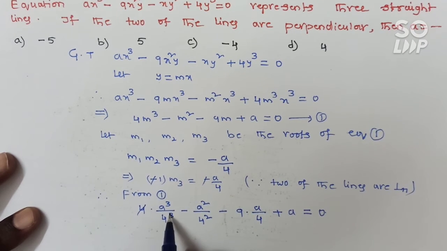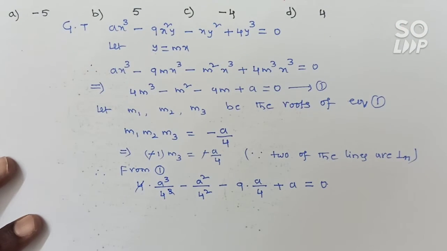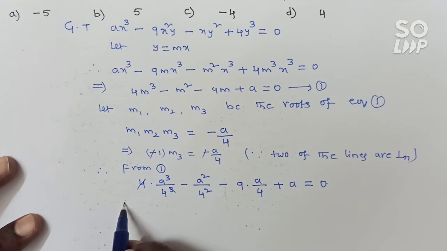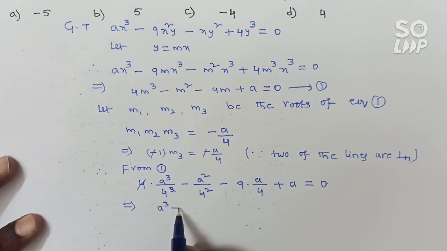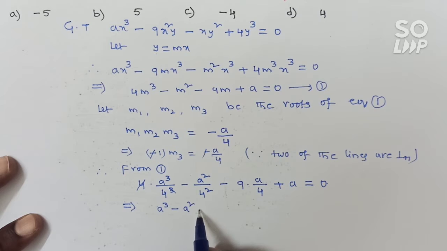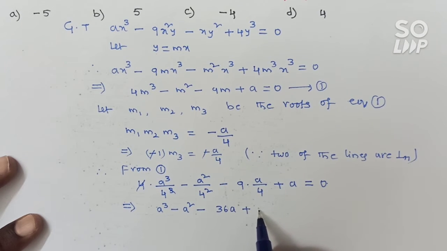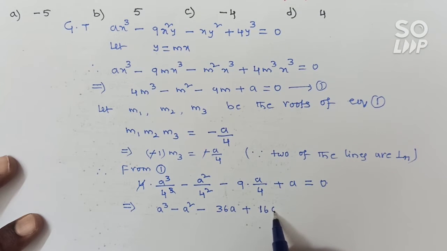Here one 4 will be cancelled. Now the remaining is a square. The 4 square is the LCM. So by taking the LCM, it becomes a cube minus a square minus 36 a plus 16 into a.